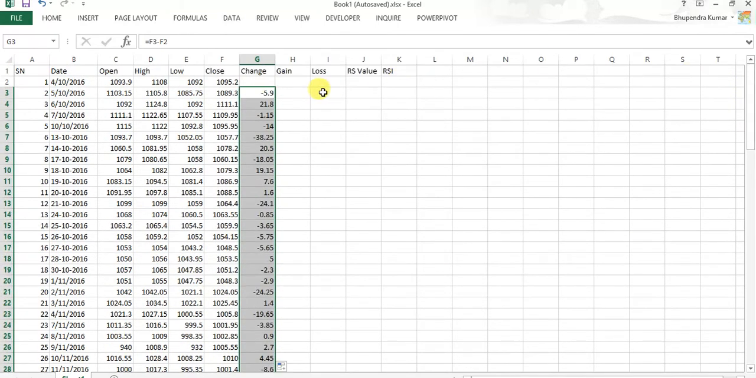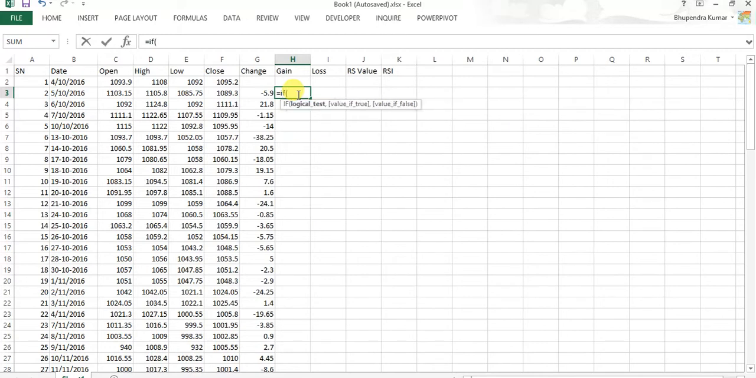And now this change has to be divided in two. Is this a gain or a loss? It is a gain if it is positive, it is a loss if it is negative. So gain and loss are two different things. So if change is greater than zero, then the change itself, otherwise zero. Likewise, for loss, if change is less than zero, then minus the change value, otherwise 0.